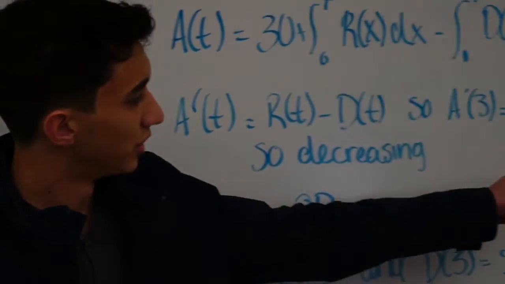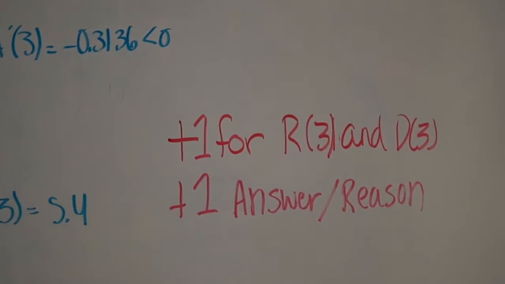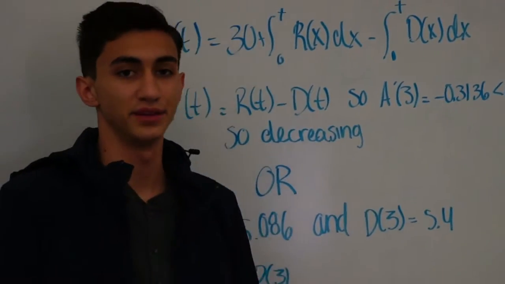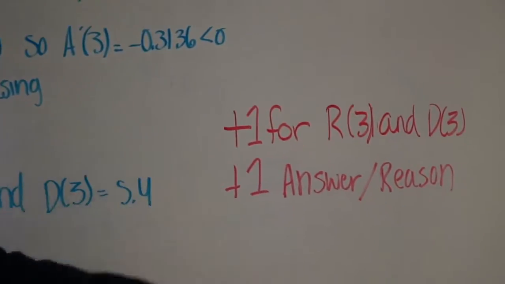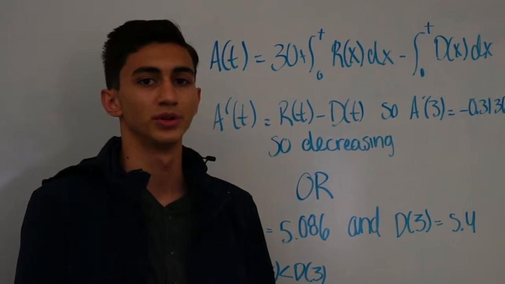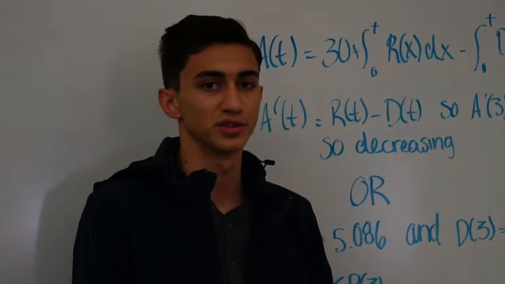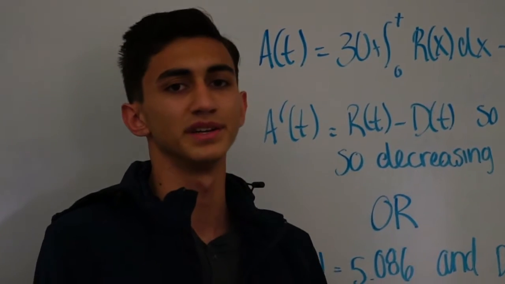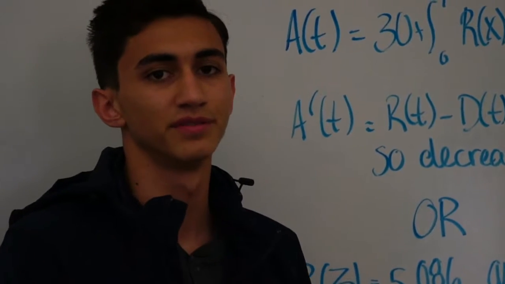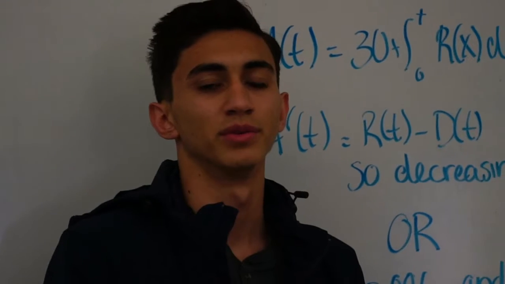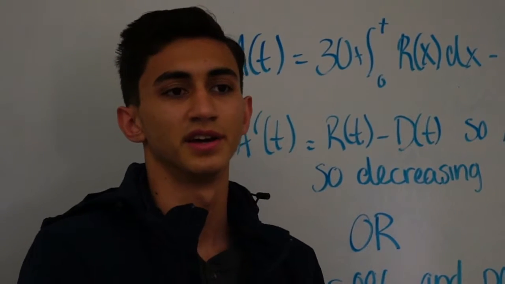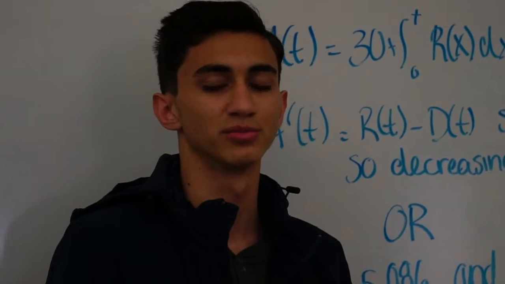So there are 2 possible points to earn on this problem. You get 1 point for comparing R of 3 and D of 3. And then the second point comes for providing an accurate answer with the reason. And there are several different common mistakes that students make on this problem. One of them is that they miscalculate when finding R of 3 and D of 3. When they plug 3 into the equations, they have issues with their algebra.